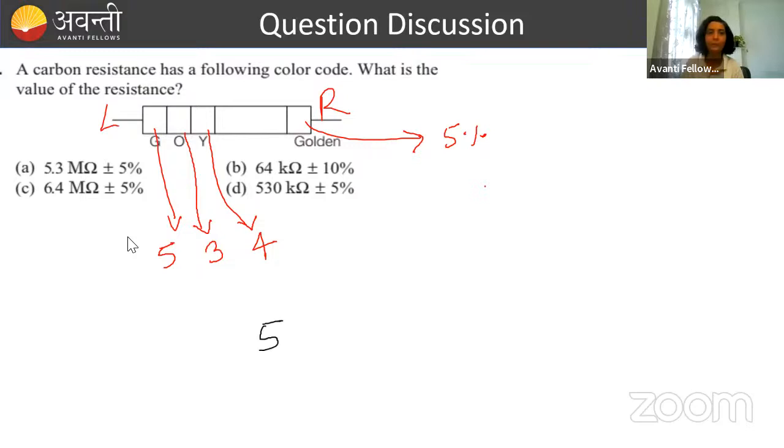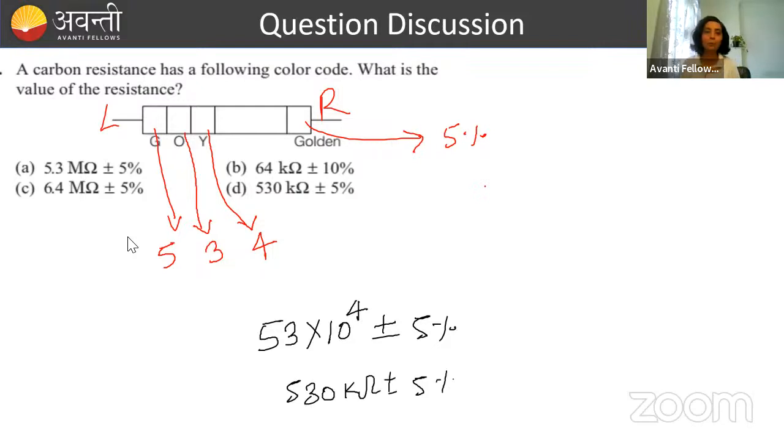So first digit 5. The second band gives the digit, so the second band is orange, and the orange color stands for 3, so the digit will be 3. Now the third will give us the multiplier, so you will write 10 to the power 4, plus minus 5%. So this became how much? 530 kilo ohm plus minus 5%. So you just need to remember. I know JNV Shimoga. Okay, correct. Very good.